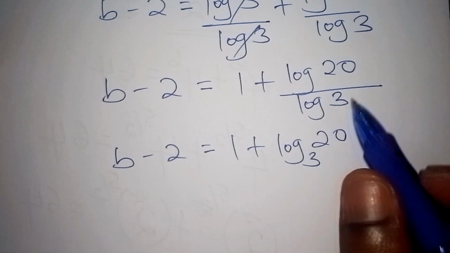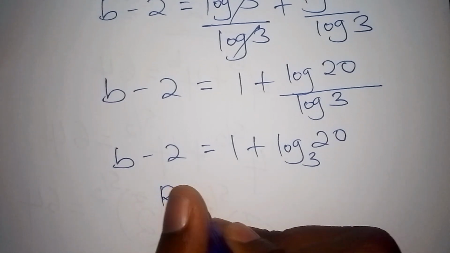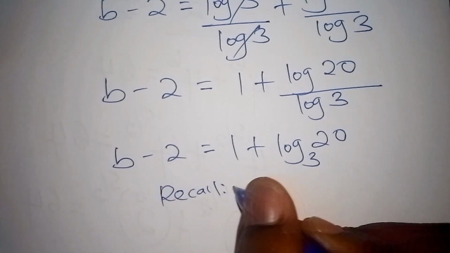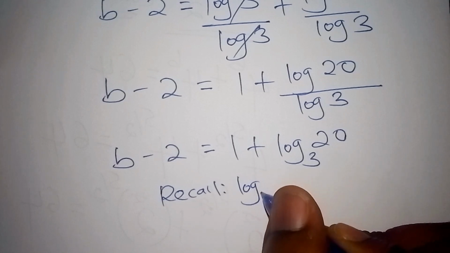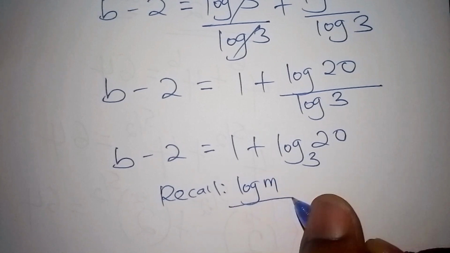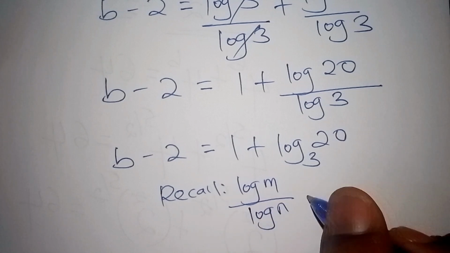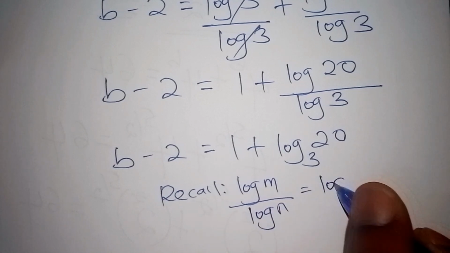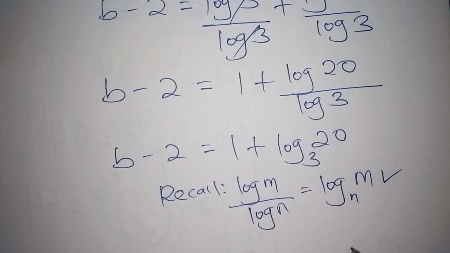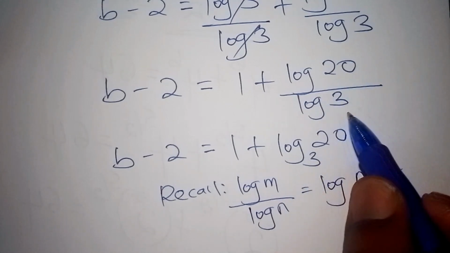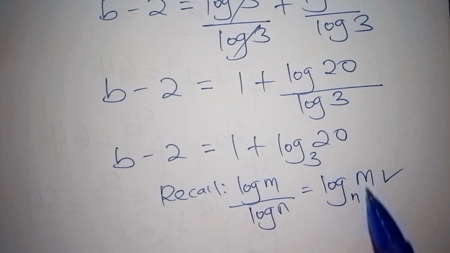So the main reason I've changed it this way is because, if we can recall, for example, suppose we have the log of m over the log of n. This can be written as the log of m to the base of n. So that's why I've just changed it, and now we shall have the log of 20 base 3.